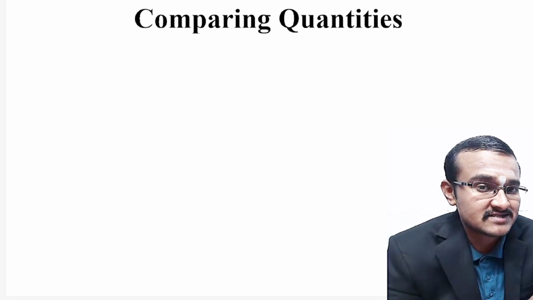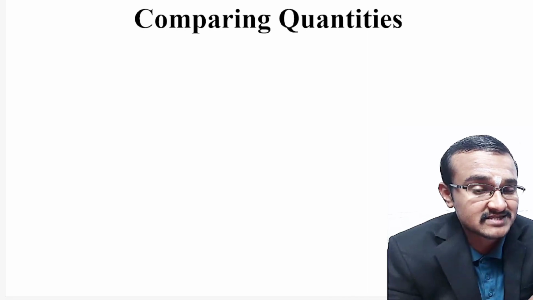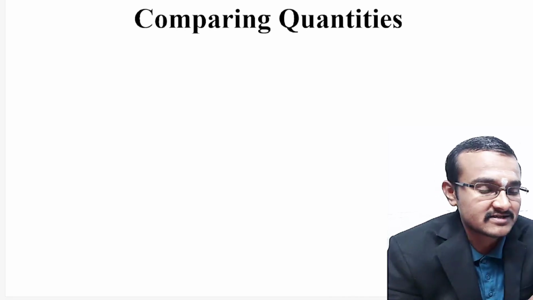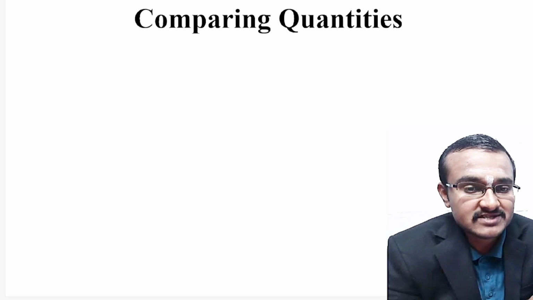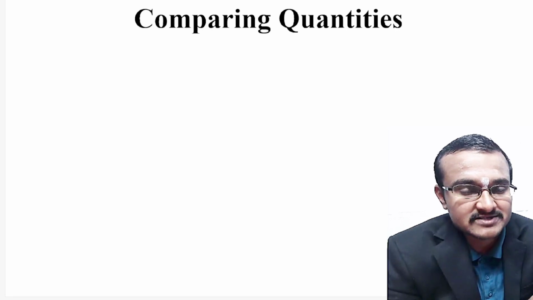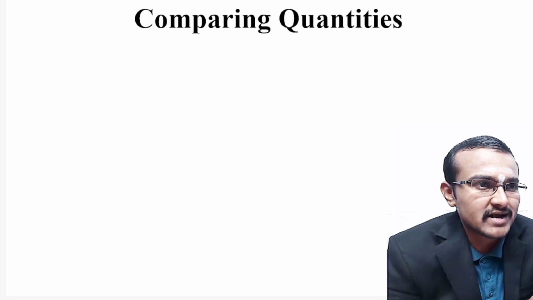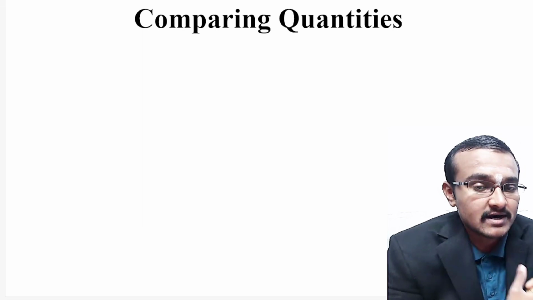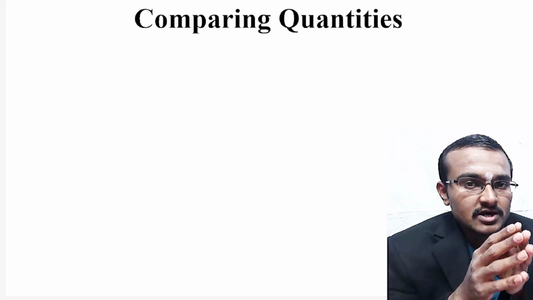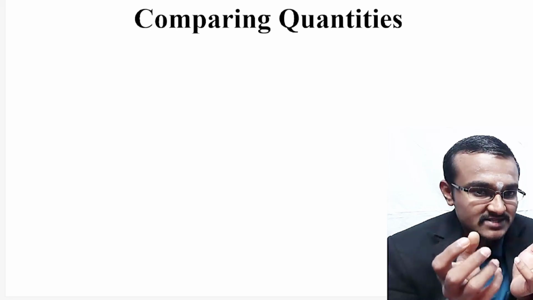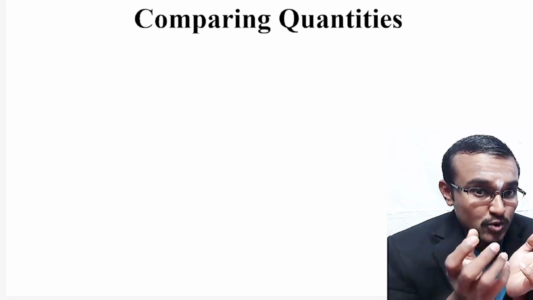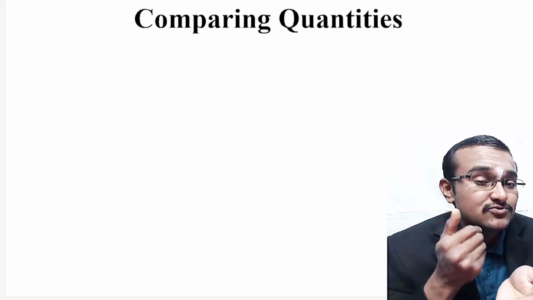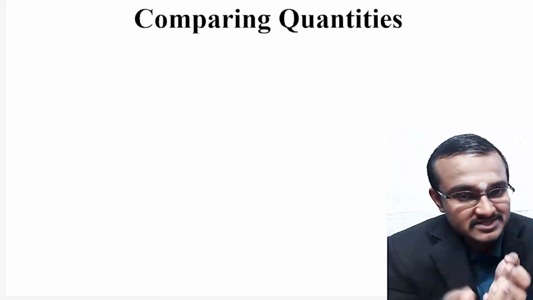So let me discuss the 7th chapter in this 8th standard mathematics subject. The 7th chapter is comparing quantities. In comparing quantities, you are comparing different quantities, like how to compare two different quantities. When you compare them together, you will use certain mathematical procedures for it.